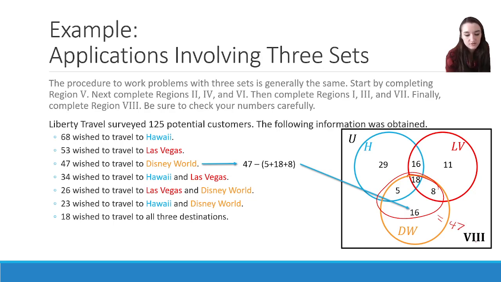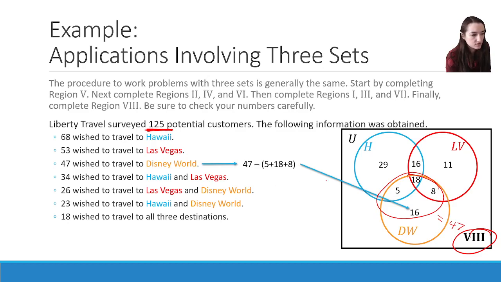But we're not done yet. Don't forget there is this 8th region we have to deal with. So we need to go back and note that there were 125 customers total. There might be some who didn't want to go to any of these 3 places. So how do we figure out how many there were?